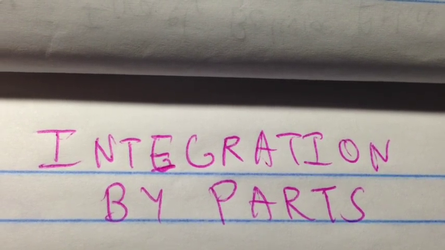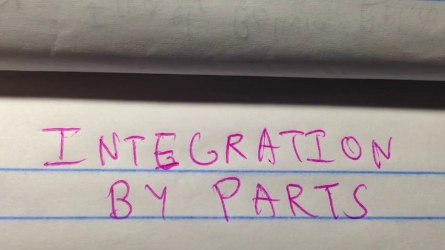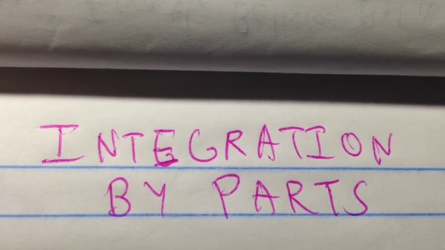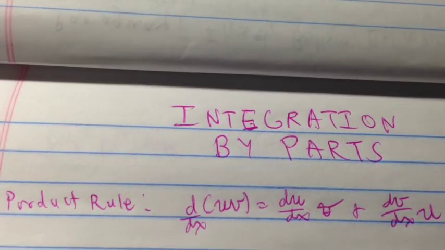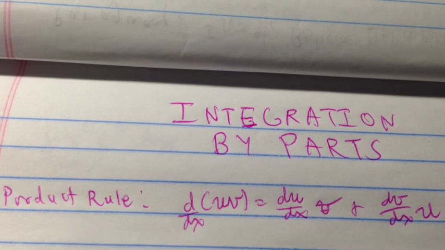Integration by parts is a method of integration used when the integrand consists of a product of two functions. Before we get into any example problems, let's take a look at how this formula is derived. Let's start out with the product rule and apply it to the product of functions u and v.